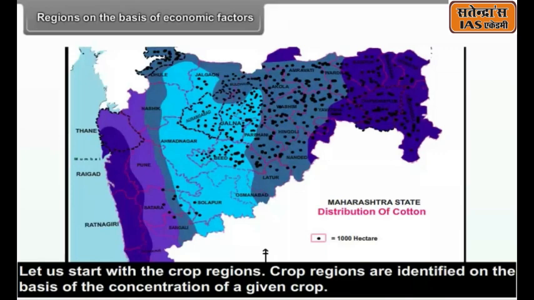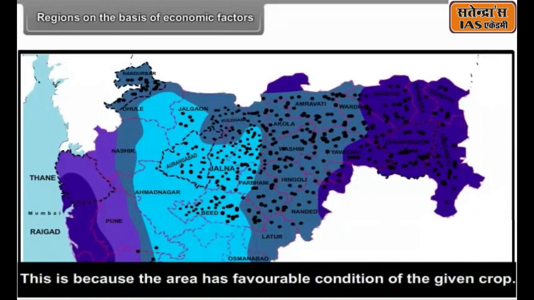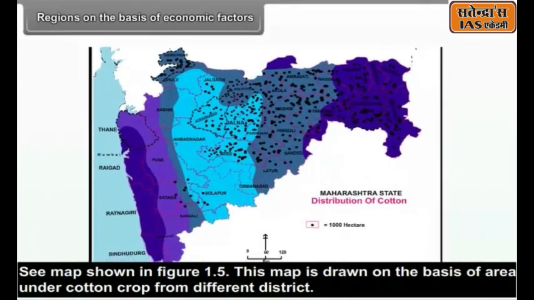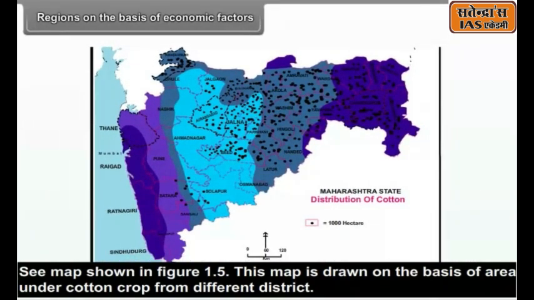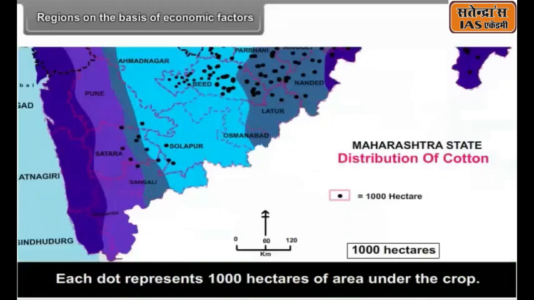Crop regions are identified on the basis of concentration of a given crop. You will find certain crops thrive well in certain areas. This is because the area has favorable conditions for the given crop. See the map shown in figure 1.5. This map is drawn on the basis of area under cotton crop from different districts. Dot method is used for drawing this map. Each dot represents 1000 hectares of area under the crop.